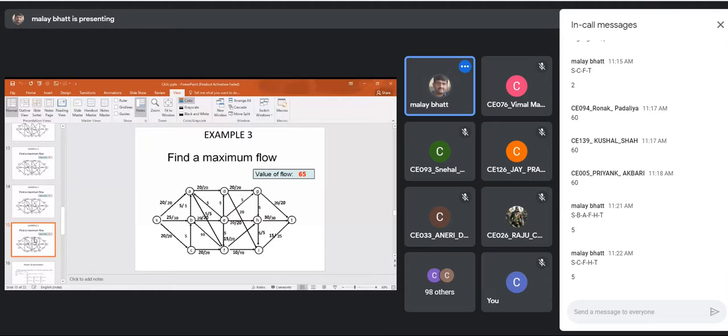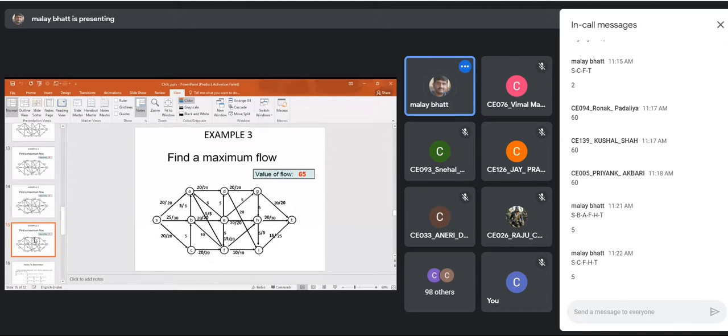So basically, after that you can see that S2A is fully utilized, S2C is fully utilized, S2B has 5 left, but there is no way to use that 5 because there are two outgoing arrows from node B. B2A is fully utilized and B2E is also fully utilized. So you cannot utilize the S2B capacity of 5.